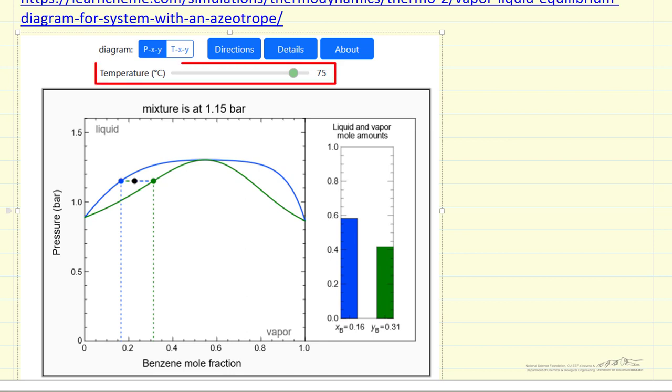We can change the temperature, which will change the saturation pressures and therefore change these bubble point and dew point curves. On the right is a bar graph that shows the relative amounts. If we have a total of 1 mole, it shows the relative amounts of liquid and vapor, and their mole fractions. And so let's look at the simulation.